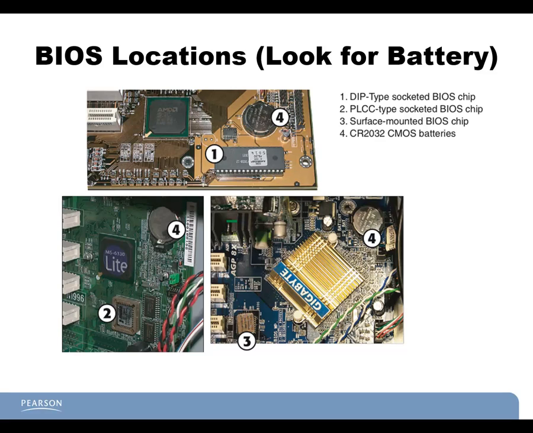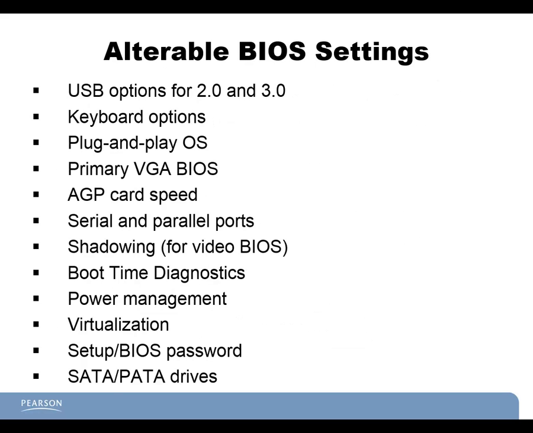So the locations for the BIOS, it varies on different computers. Here we're showing a couple of examples. Look for the battery. It's usually pretty close to the battery, but not always. Usually it's close to that battery because the battery is needed for the CMOS settings, and you'll see that shortly.